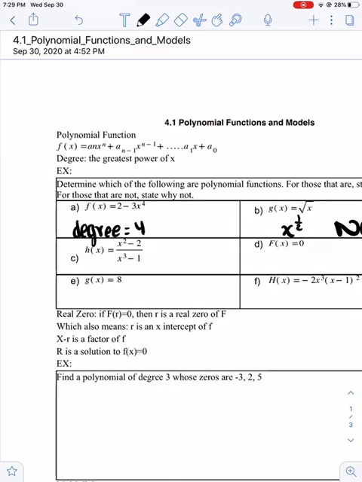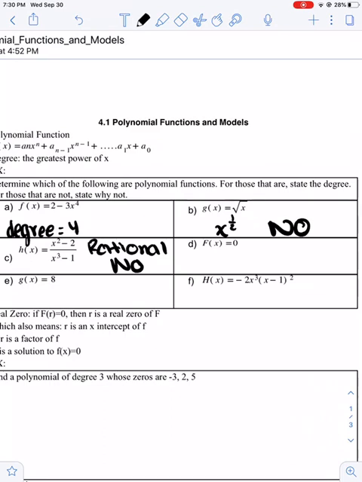C, we are looking at x squared minus 2 divided by x cubed minus 1. This is a rational function where the highest degree is in the denominator. And in rational functions, it's not a polynomial, so rational.